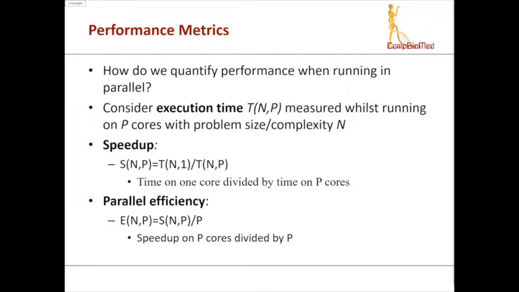The speed up is calculated in terms of how fast your simulation took to run on one core divided by how long it took to run the same simulation on multiple cores. And then parallel efficiency is the speed up divided by the number of cores that you ran on.